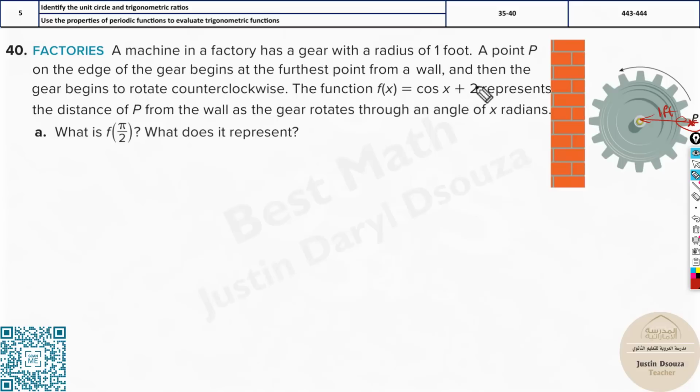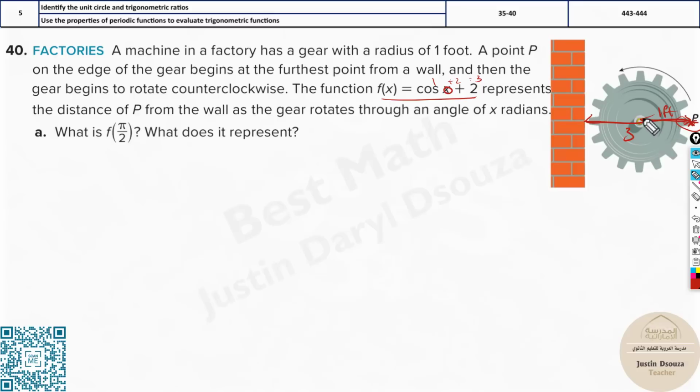The function cos x plus 2 represents the distance of P from the wall as the gear rotates through an angle of x radians. So now what they are saying is this is a gear, right? It's rotating from here. It keeps on rotating like this. And this function over here basically tells you the distance. Let's consider when x is 0 radians, what happens? This is 1 plus 2, that is 3. So it is 3 feet away from the wall when it is at that position.